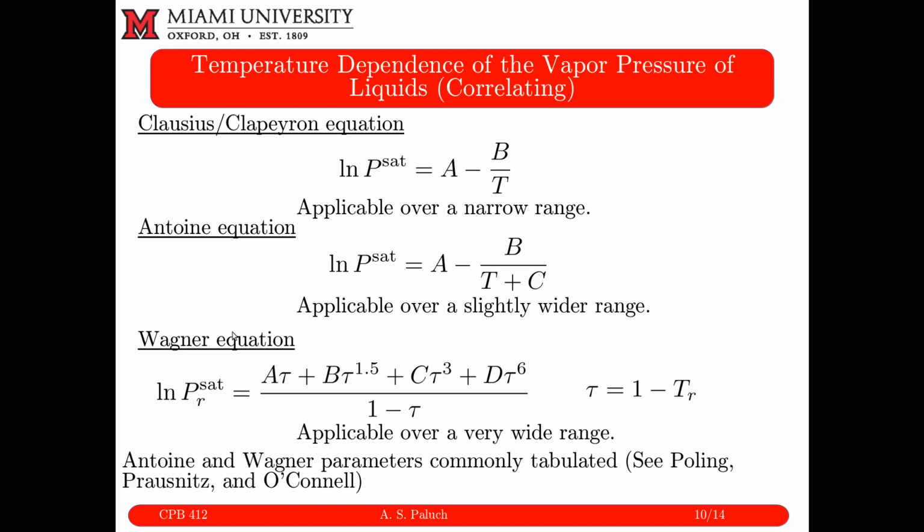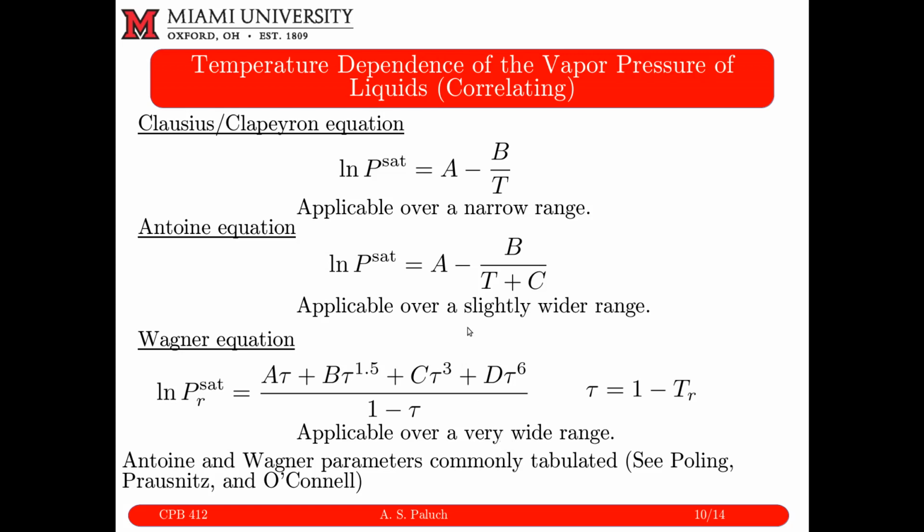A little more of a stretch, but the gold standard in terms of correlating vapor pressure data, if you have enough data, is the so-called Wagner equation, which correlates the log of my reduced pressure and uses this parameter tau, which is 1 minus the reduced temperature. As long as you have sufficient data to correlate these 4 parameters, Wagner can actually work from your triple point all the way up to your critical point. Poling, Prausnitz, and O'Connell have some values tabulated for those.